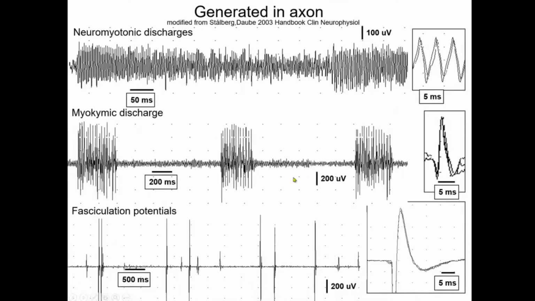And then we have the signals generated in the axon, indicated by the fact that they are motor unit potentials, not single fiber potentials. One is the neuromyotonic discharges, or myokymic discharges, which is a number of motor units that fire together in bursts of activity, and fasciculation potentials that occur randomly with irregular frequency.